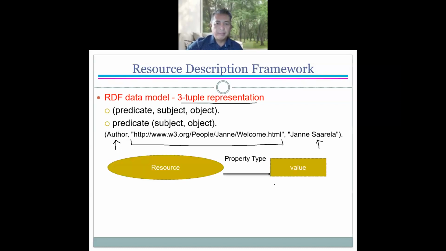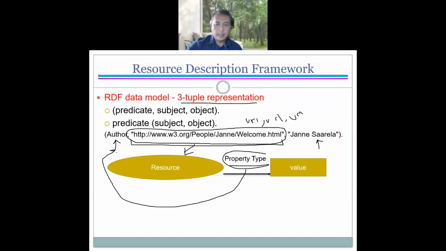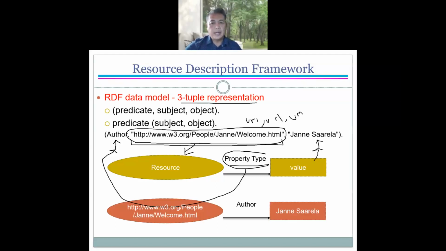So when we try to put them together, we are saying that this is our resource. This one could be your URL or URN. And the prototype will be this one, the author, and the value will be this one. So we have this is your resource, this is your property, and this is your value.